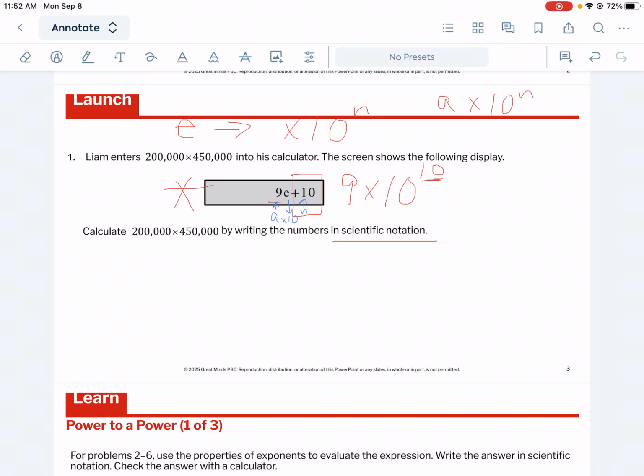Now, if I had to put this back in scientific notation, if you paid attention, we already did. That's this 9 times 10 to the power of 10. So just rewrite that as your answer: 9 times 10 to the positive 10.